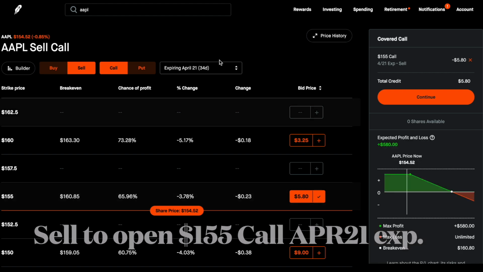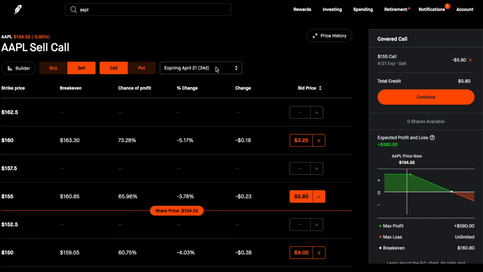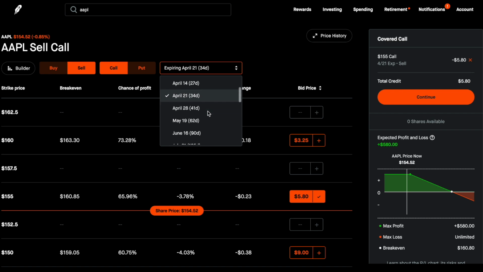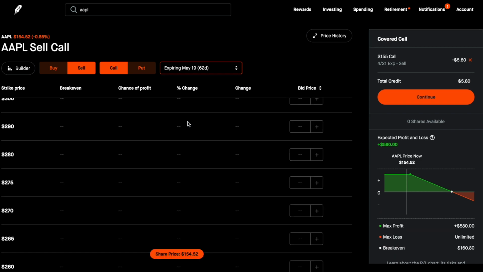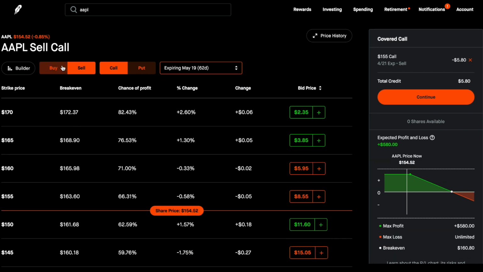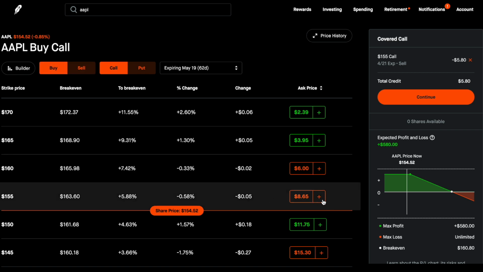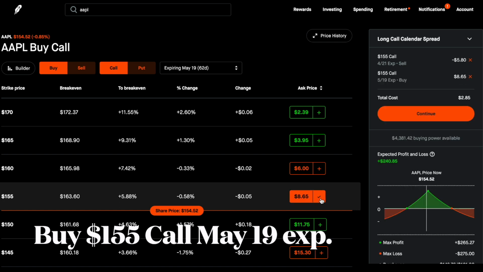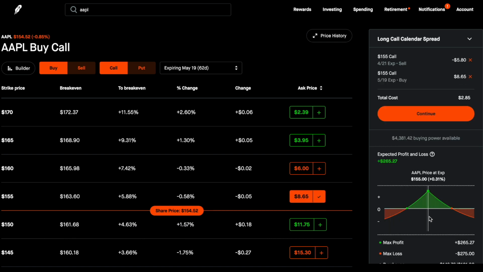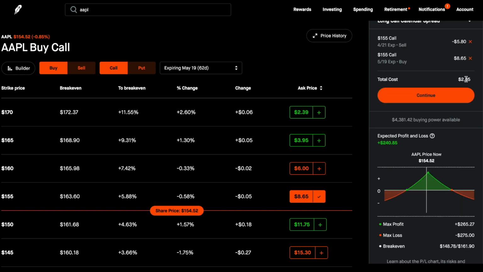And then we're going to go and pick a different date, which is going to be the back month, meaning the longer dated option, which is going to be, I'm going to choose the May 19th, which is the month of May's expiration. And then we're going to switch from sell to buy, okay? And we're going to select the same call strike, the 155 strike. And now what you're going to see is we've created this little tent profit and loss diagram. It's a net debit, so it's similar to any other type of debit spread, but it is a calendar spread.